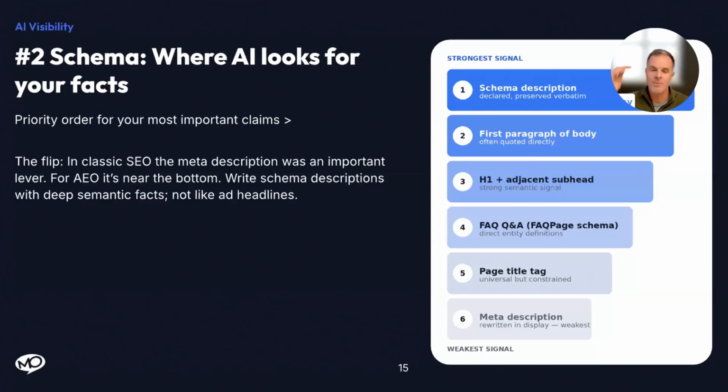Then we've got the first paragraph, often quoted directly. That's the piece that the LLMs are going to grab onto and hopefully push as an answer. Then you've got your H1, your adjacent subheading. And it's all got a strong semantic signal. So it's all got a link. Then your FAQs, your page title tag, and your meta description way down there. And you would have noticed I haven't put your body copy here.